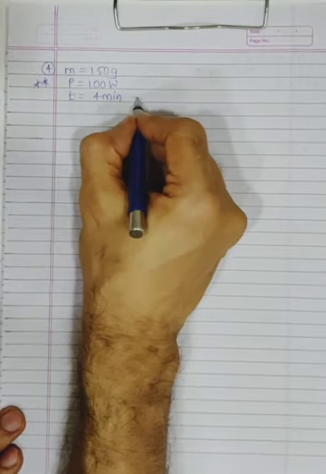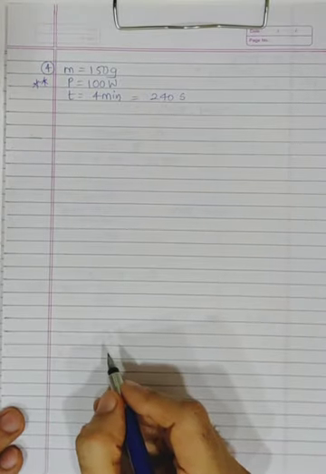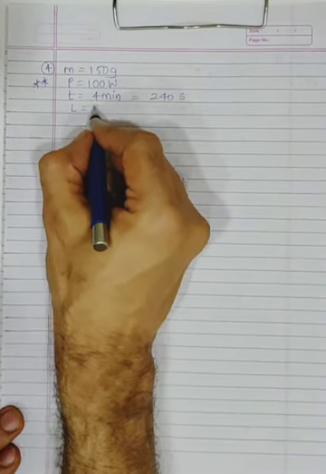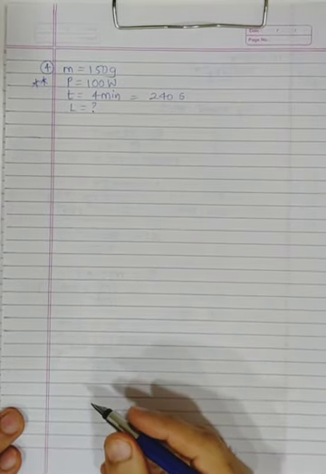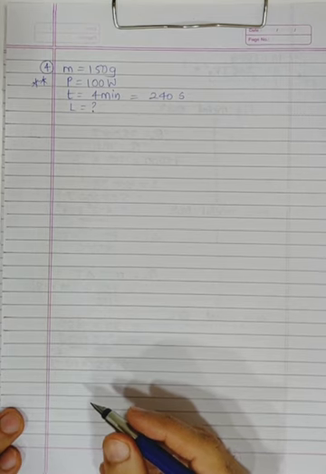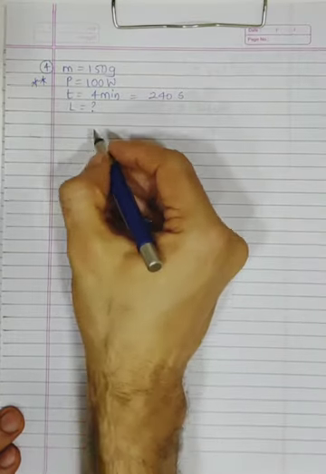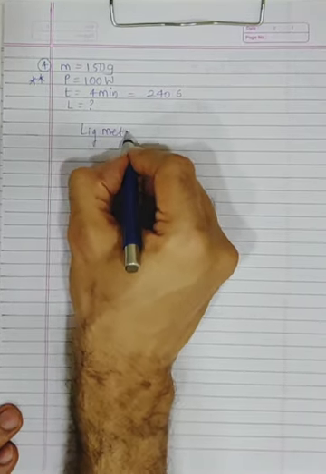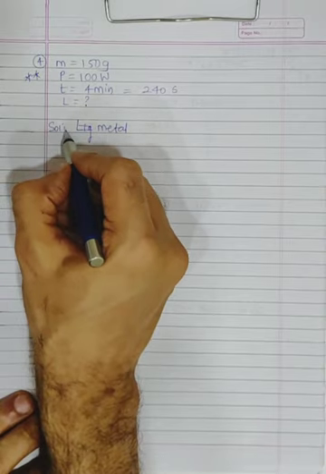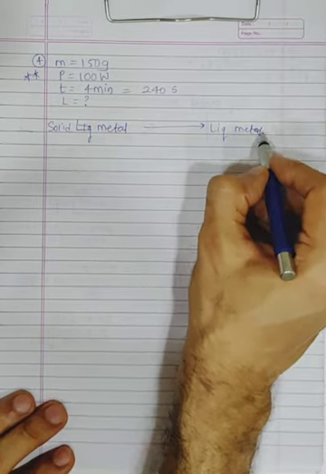4 minutes is how many seconds? 240 seconds. They're asking us what is the specific latent heat of fusion. Now its melting point is 800 degrees centigrade, so there is only a change in the state. Basically, it was a solid metal, so we are converting a solid metal into what? A liquid metal by heating it. Correct? So there is a change in the state.